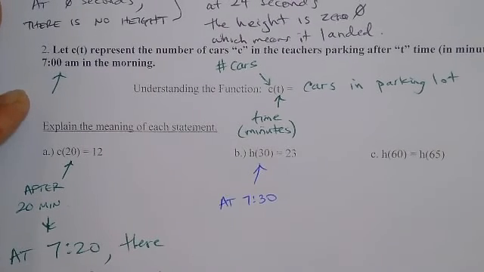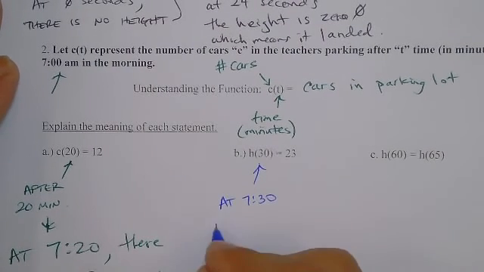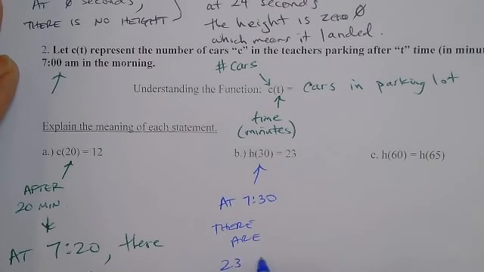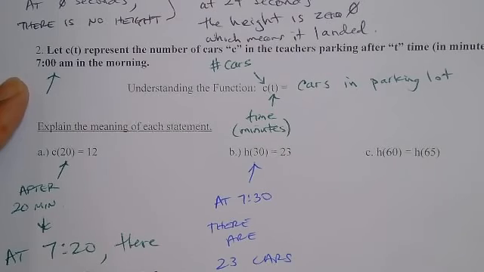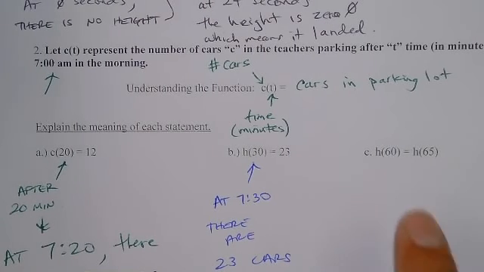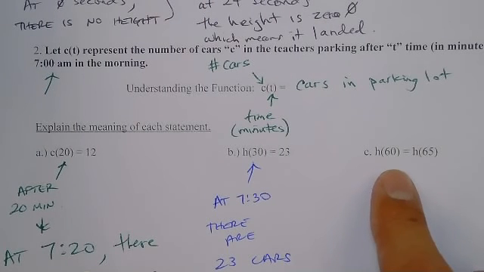Okay, what does that mean? At 7:30, so 30 minutes past 7, because then teachers start coming in, right? At 7:30, because it's 30 minutes after, there are 23 cars.